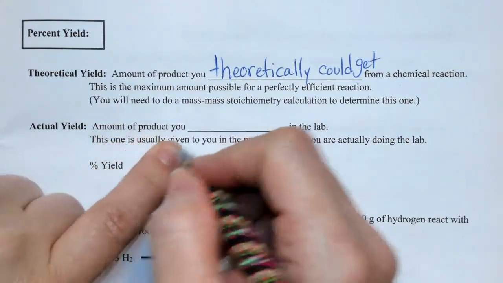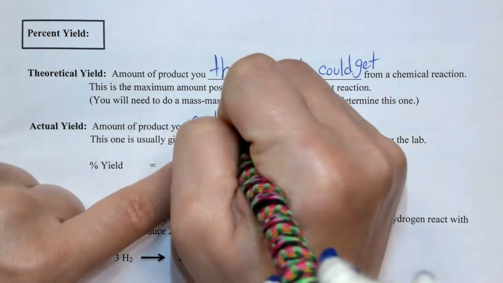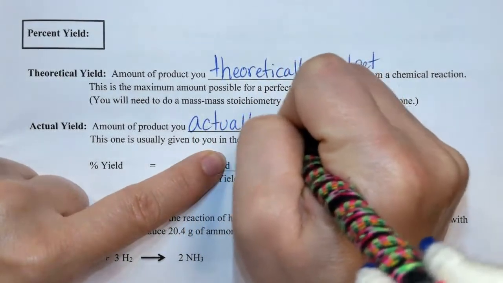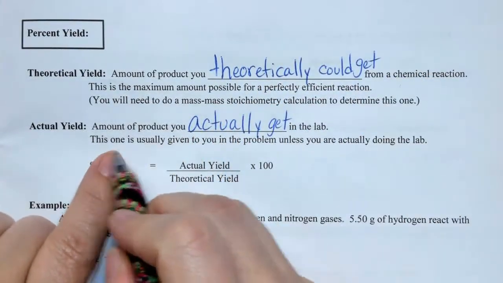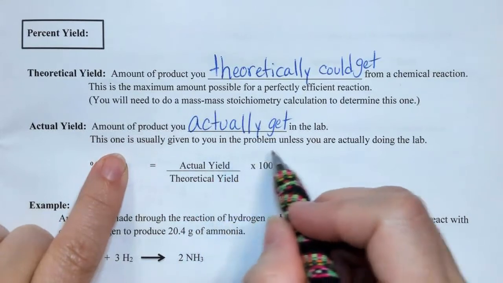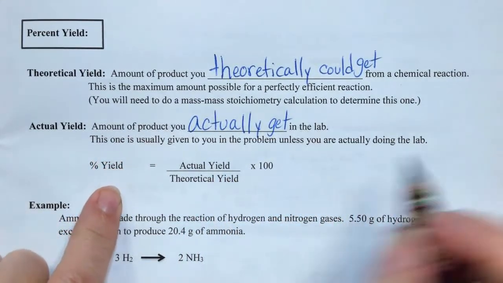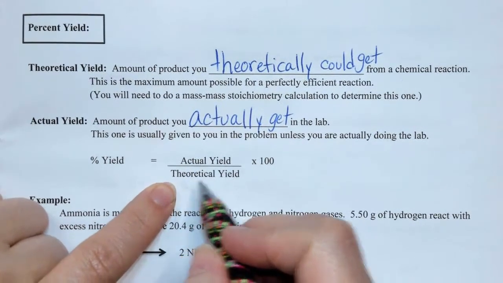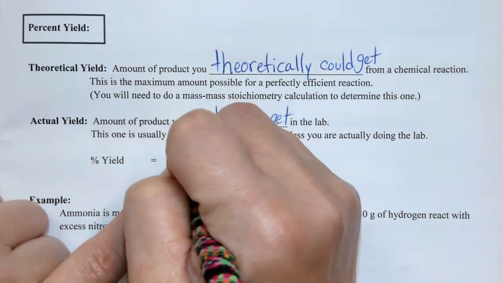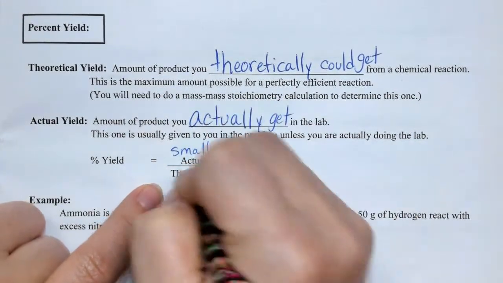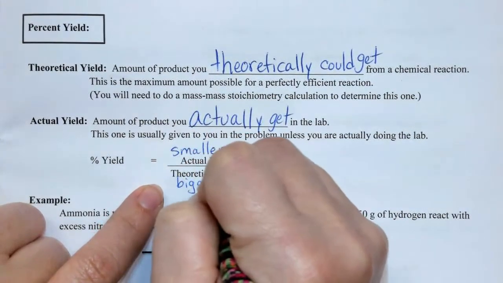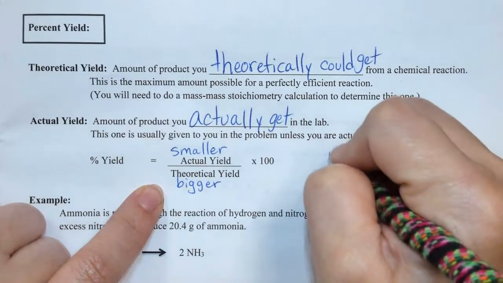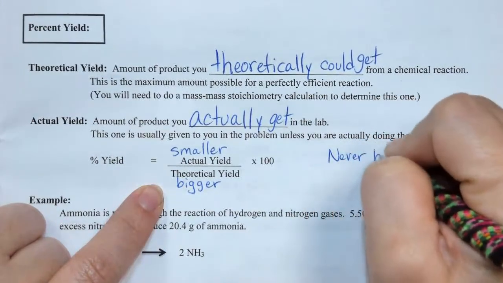The actual yield is the amount of product you actually get in the lab. This one is usually given to you in the problem unless you're actually doing the lab. So the percent yield is the actual yield divided by theoretical yield times 100. The actual yield is always the smaller value, and the theoretical yield will always be the bigger value. You should never have more than a 100% yield.